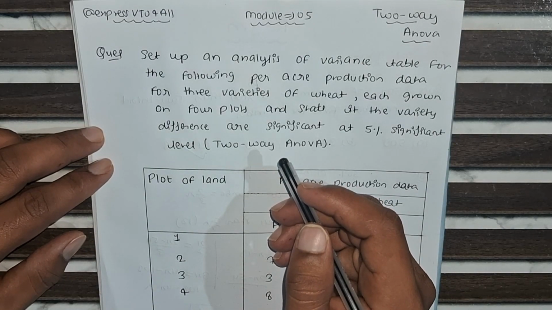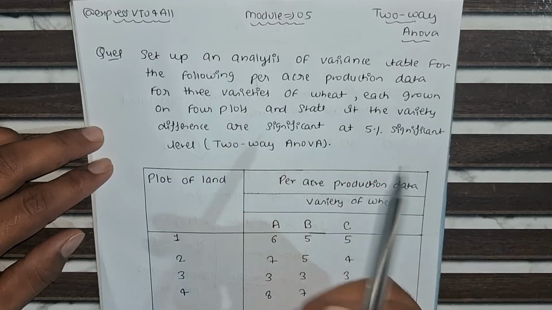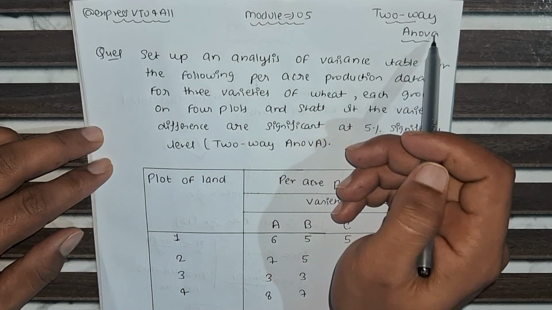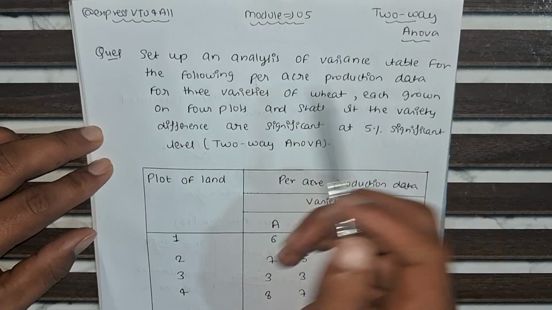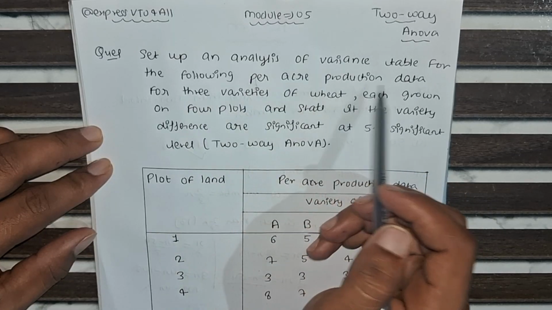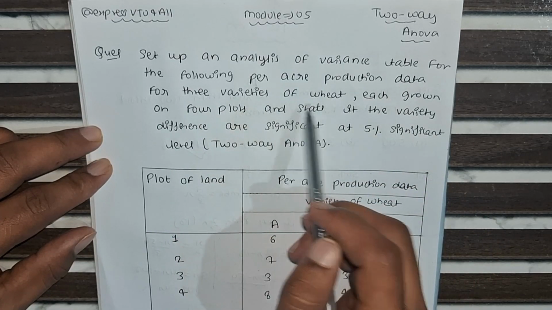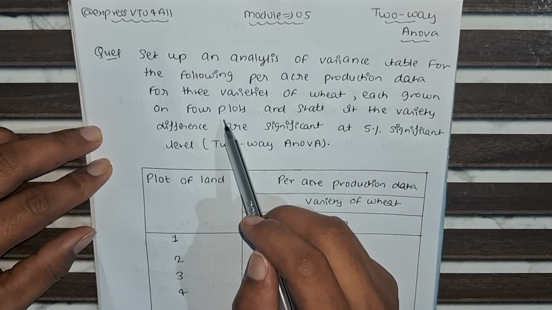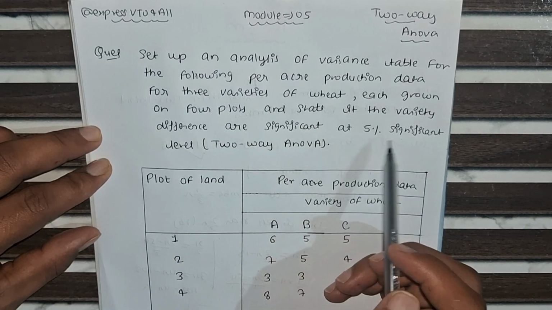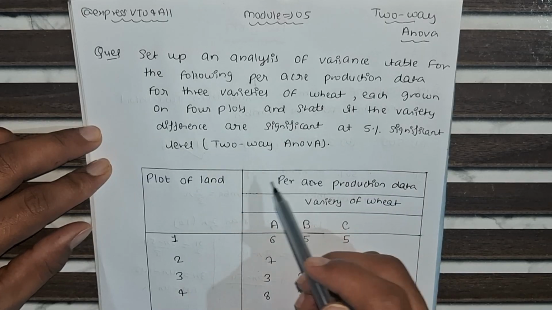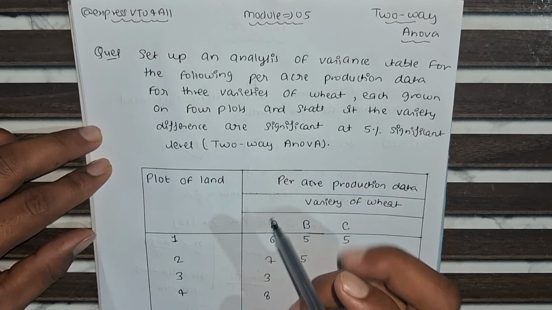In this video, we are going to solve a very important problem from Module 5 which is based on two-way ANOVA. So the question is, set up an analysis of variance table for the following per acre production data for three varieties of wheat, each grown on four plots, and state if the variety differences are significant at 5% significance level. So we are solving this problem with the help of two-way ANOVA.